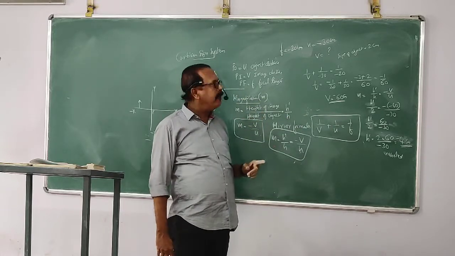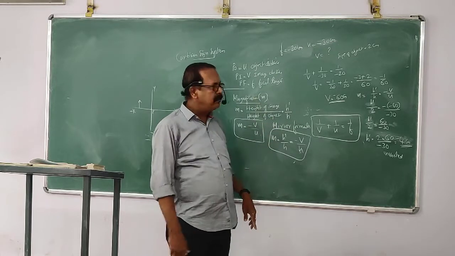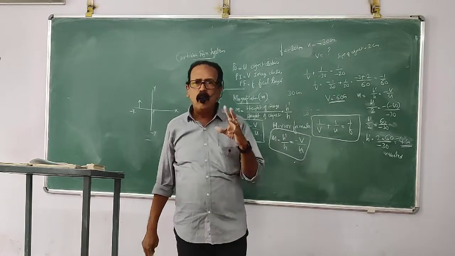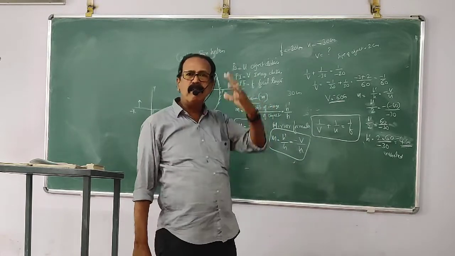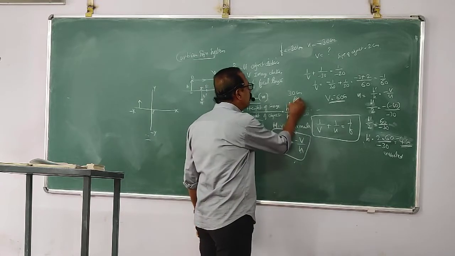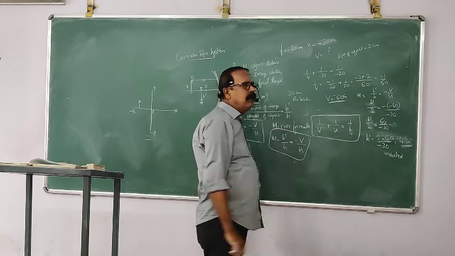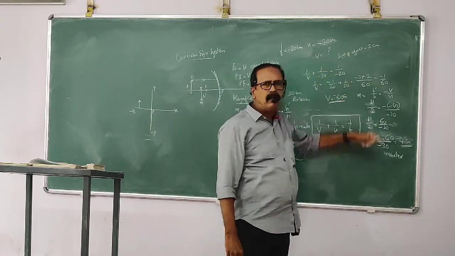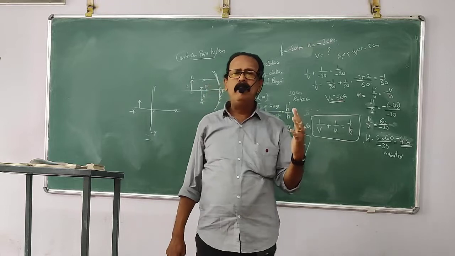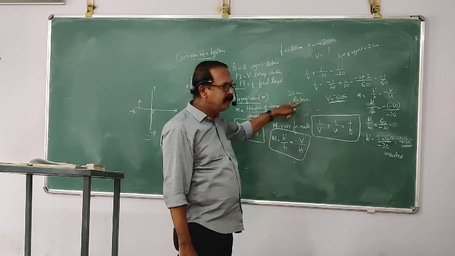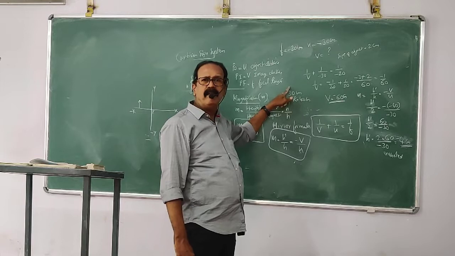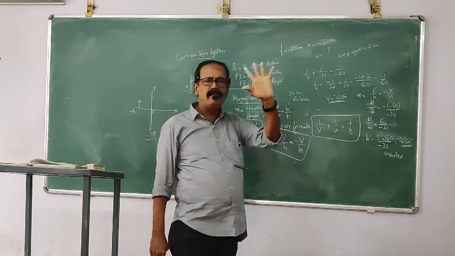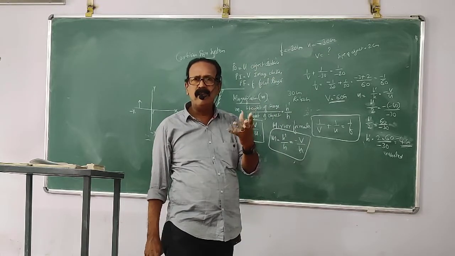An object is kept at a distance of 30 centimeter in front of a concave mirror whose radius of curvature is 40 centimeter. An object of size 2 centimeter is kept in front of a concave mirror of radius of curvature 40 centimeter at a distance of 30 centimeter. Object is kept at 30 centimeter. Find the position of the image and its nature. This is my question. Hope the question is clear.